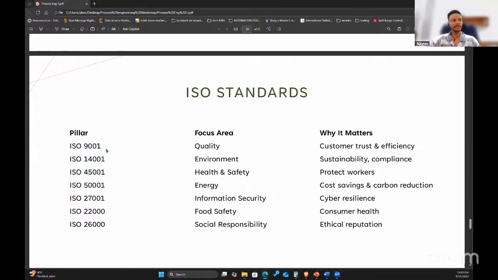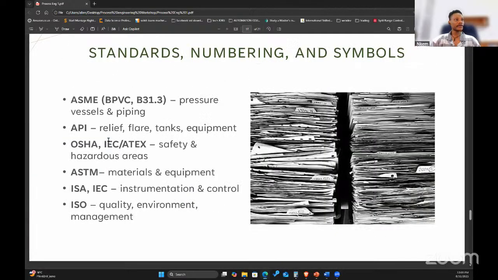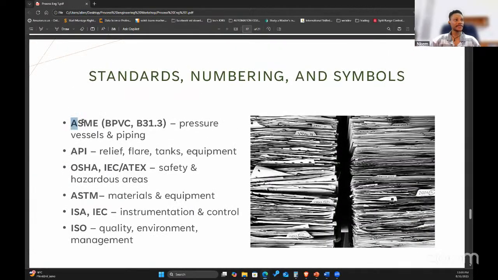Okay. So for the rest of the standards, the rest of the standards are what will guide you in choosing the right equipment because it's not just about the drawing. The PFD is going to contain information about what type of material your vessel will have. It's going to contain the type of material, whether it will be a carbon steel or stainless steel.